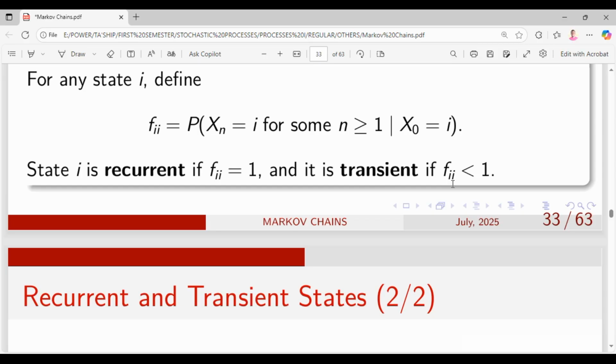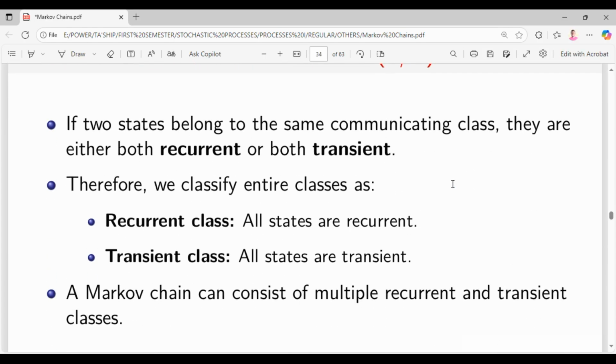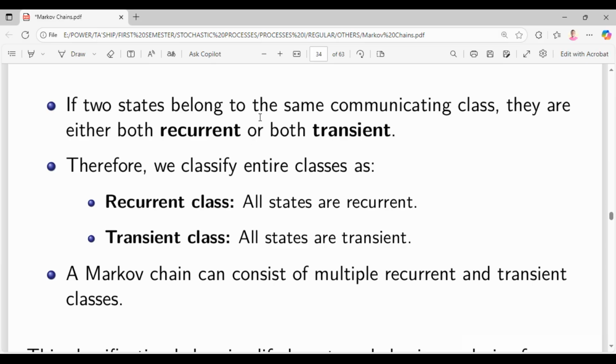If this probability is equal to 1, then the state is recurrent, otherwise it's transient. If two states belong to the same communicating class, they are either both recurrent or both transient. For instance, if state 1 and state 2 are in the same communicating class, they should all be either transient or recurrent. Once they belong to the same class, they possess the same properties. This explains everything.